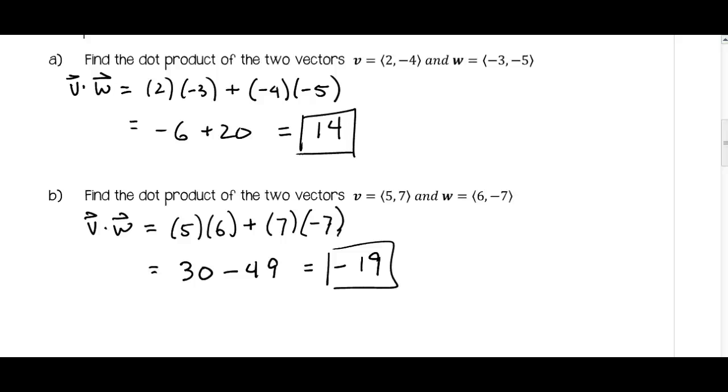Okay, let's compare answers. I've got negative 19 here. You see I multiplied 5 and 6, those are the x components. I multiplied 7 and negative 7, those are the y components of each vector. And then added them, in this case subtracted them, to get negative 19. Alright, so moving on.